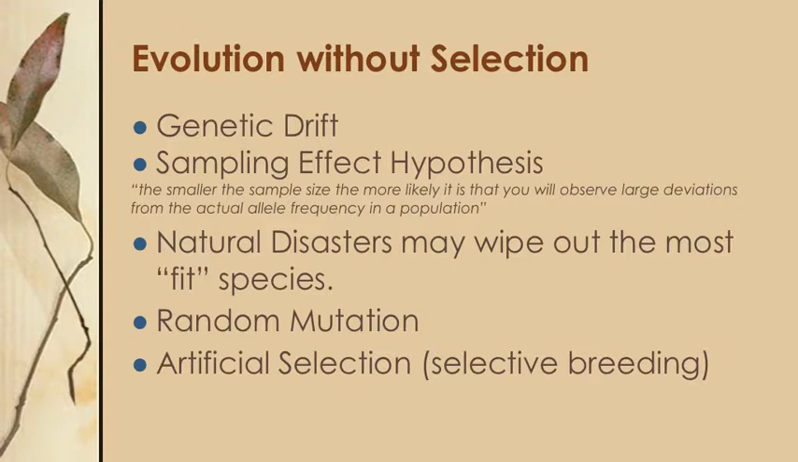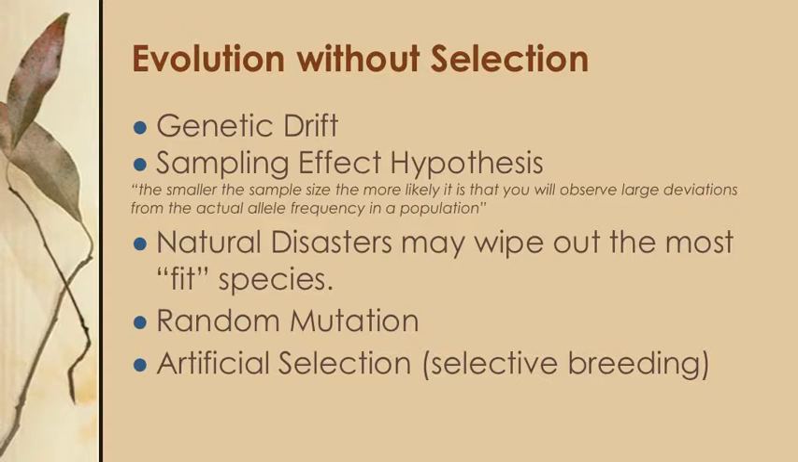Random mutations are random in the sense that they occur regardless of whether or not they would be useful to the individual. So they are not always beneficial. But if they are beneficial, and the mutation helps the individual survive in an environment, that individual is more likely to reproduce and pass on the mutation to their offspring.